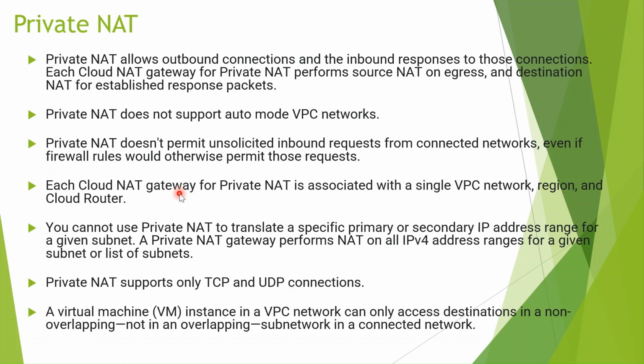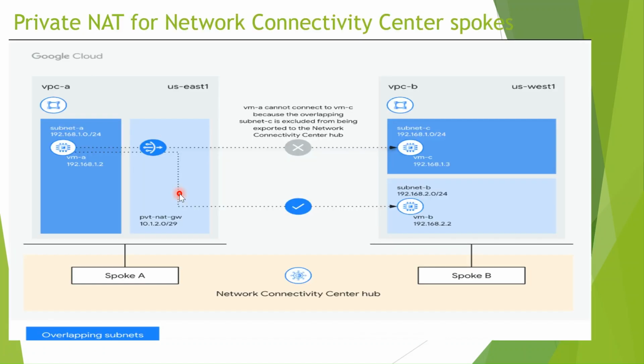Before jumping into the theory, I will try to explain it with the help of a diagram, so you will get a better understanding. So this is the diagram which I'm going to show you. Basically, private NAT we can use with two options. The first one is Network Connectivity Center spokes, and the other one is hybrid NAT.